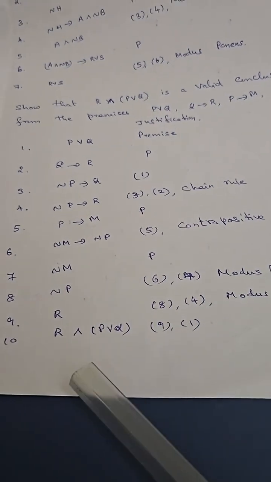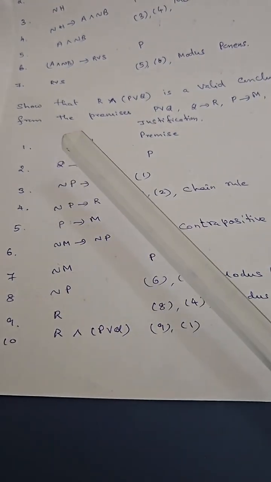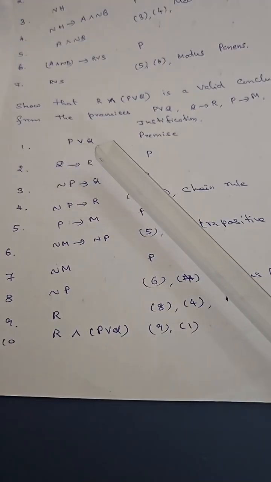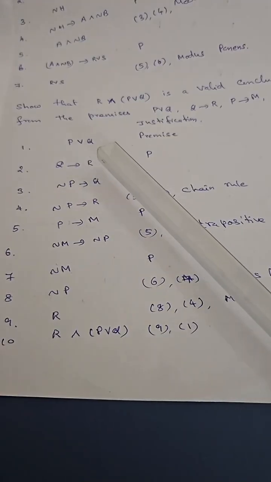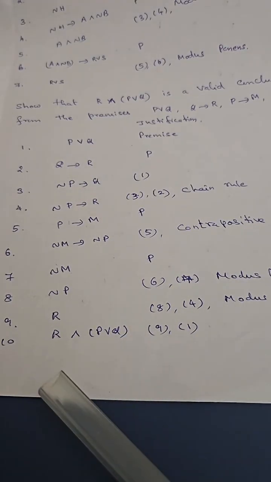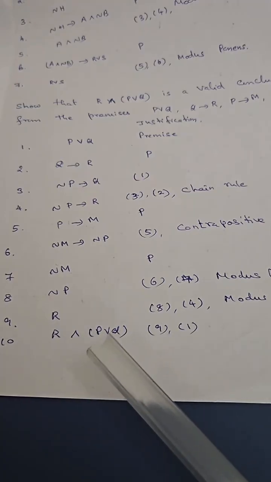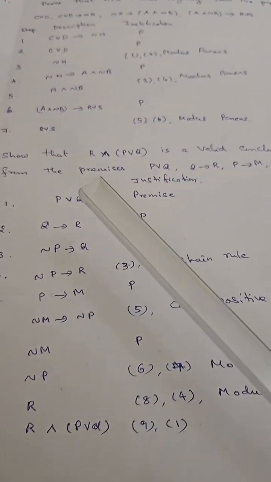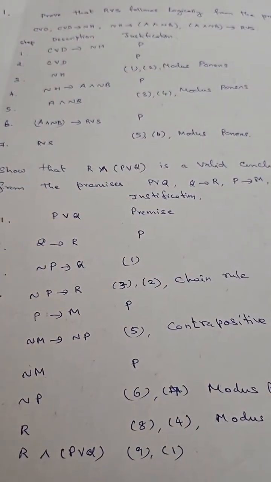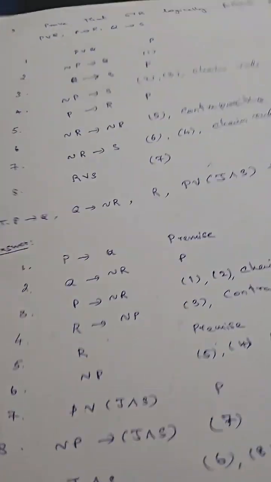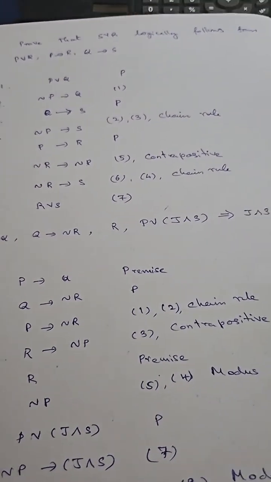Then R is a true statement, and the first step says that P or Q is again a true statement. Then we combine R and P or Q, which is a true statement, that is what we want to derive. This is the second problem. Now we pass on to the third problem.